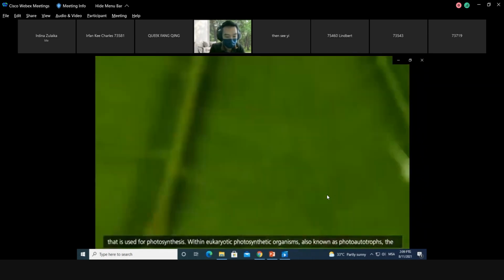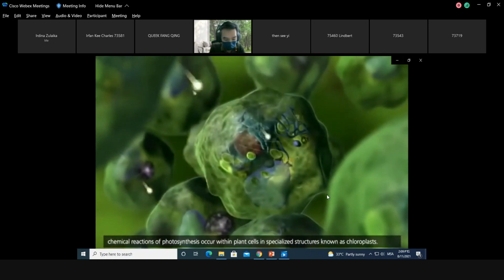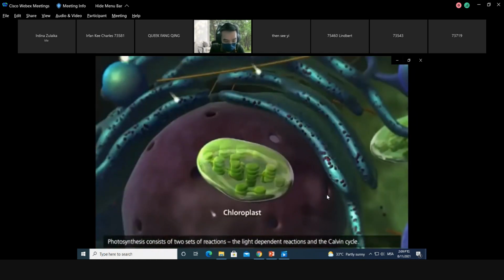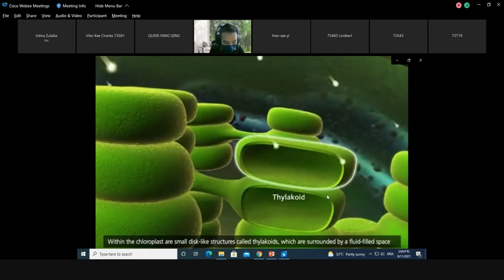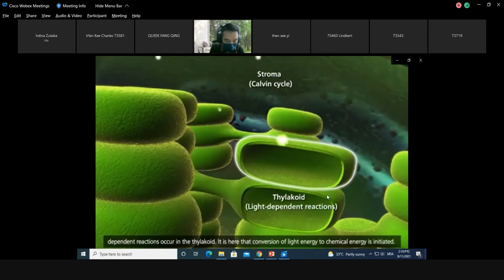Within eukaryotic photosynthetic organisms, also known as photoautotrophs, the chemical reactions of photosynthesis occur within plant cells in specialized structures known as chloroplasts. Photosynthesis consists of two sets of reactions, the light-dependent reactions and the Calvin cycle. Within the chloroplast are small disc-like structures called thylakoids, which are surrounded by a fluid-filled space called the stroma. The reactions that synthesize glucose, the Calvin cycle, occur in the stroma. The light-dependent reactions occur in the thylakoid.